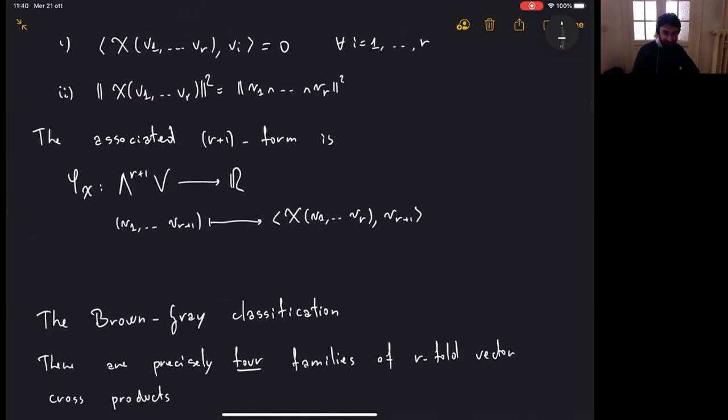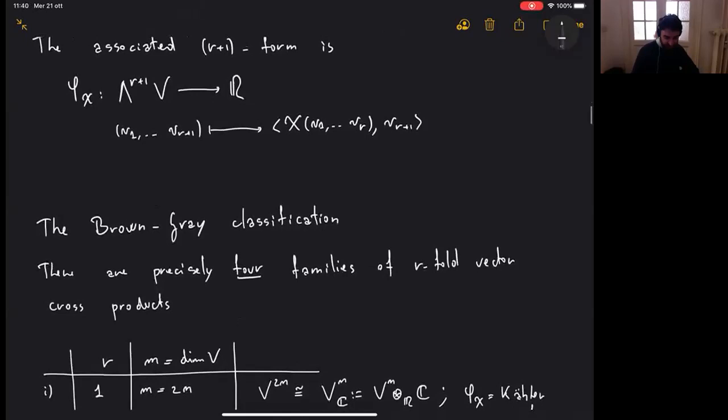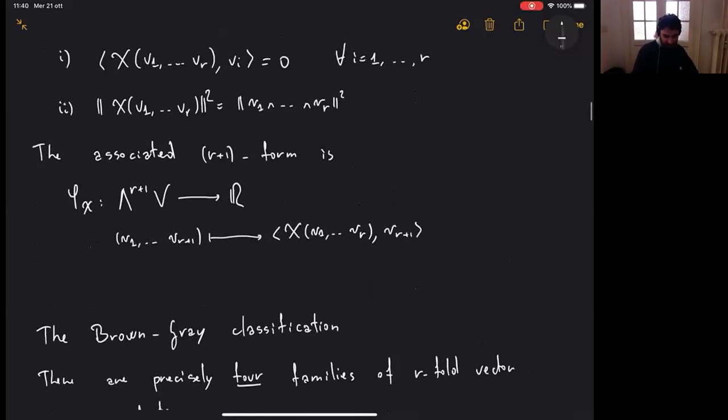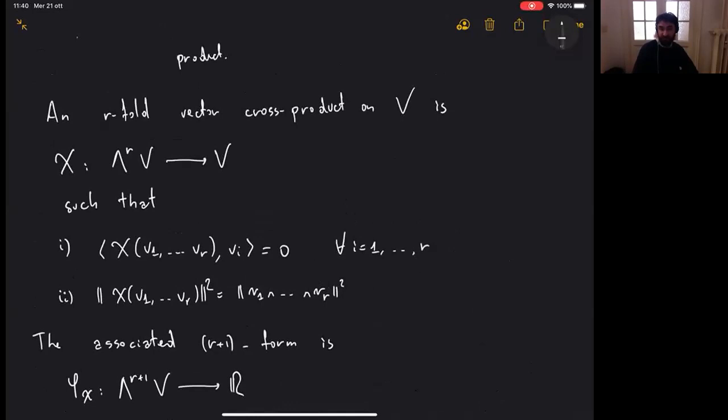I'm anticipating that there will be four families. But let me just show you what the first family is. Because the first family is something we can think of quite easily. So the first family is the case when R is 1. So R equal 1 means that chi is just an endomorphism of V. And this endomorphism has the property that chi of V is always orthogonal to V, and it is also an isometry. And an example of this should immediately come to your mind.